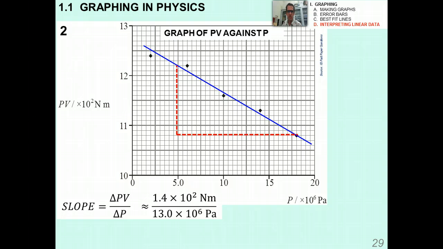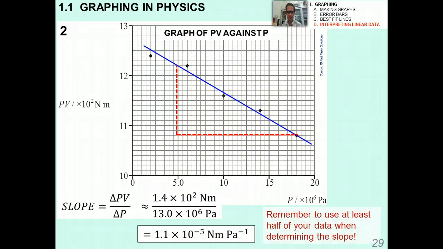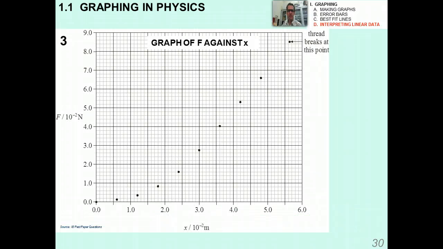So super important. Notice how I'm using lots of my data. I guess I could have used a little more, but as long as I'm using at least half of it, that's cool. I got 1.1 times 10 to the minus 5 newton meters per pascal.